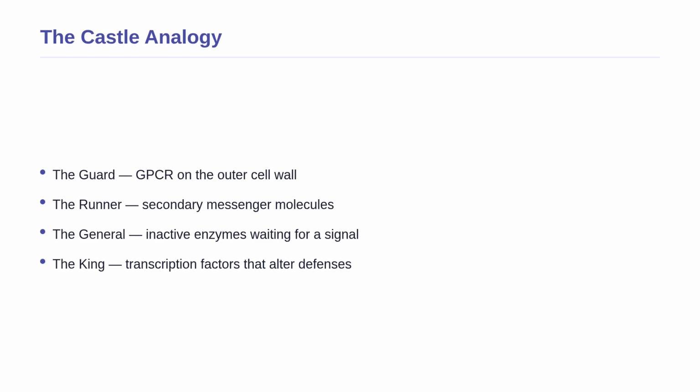The runner sprints to wake the sleeping general, which is an inactive enzyme. Finally, the general marches to the king, representing a transcription factor, who issues the royal decree to build defenses. This is exactly how a cell translates an outside message into a genetic response inside.